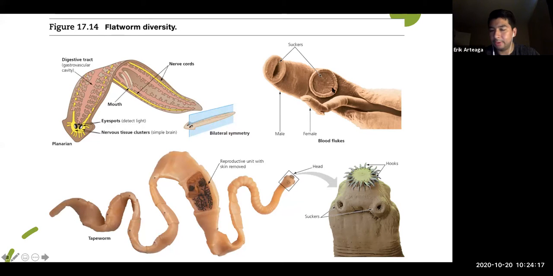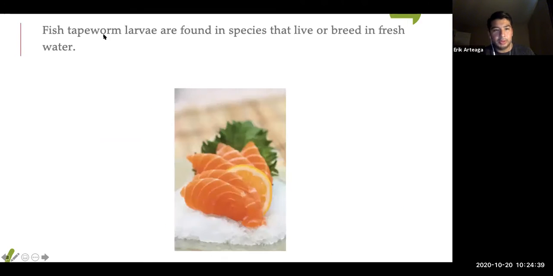And people have died from being infected with these parasitic worms. All right, so don't eat the snails unless they've been processed correctly. So yeah, again, these flatworms have a lot of parasitic worms that are relevant for humans and relevant for plants. But these are more developed. So fish tapeworm larvae are found in species that live or breed in freshwater fish.